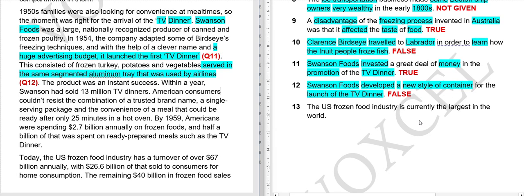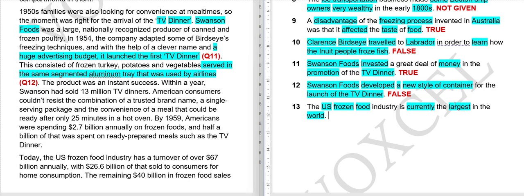The US frozen food industry is currently the largest in the world. So our answer will be true when the US frozen industry at present is the largest in the world. If it is the largest at present, we don't have to worry what was in the past or what may happen in the future. We just have to worry about the present. If at present it's the largest, biggest in the world, we'll say true.